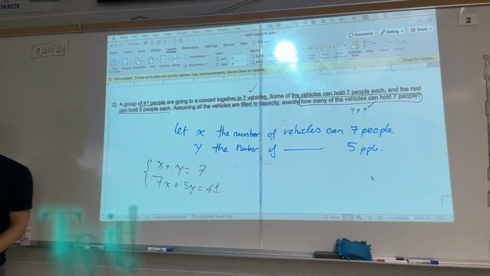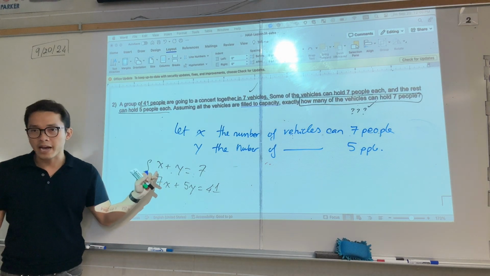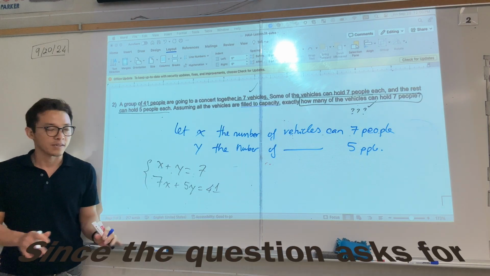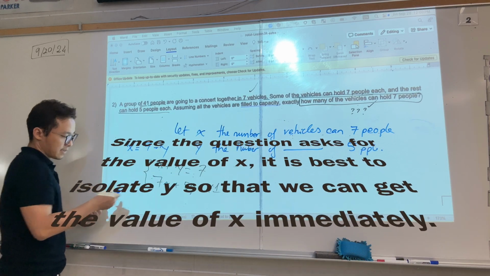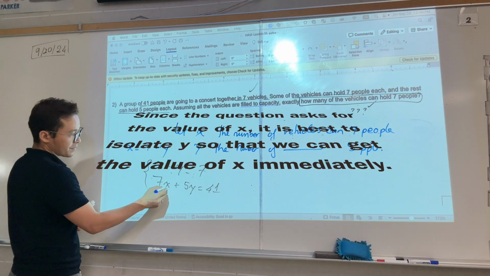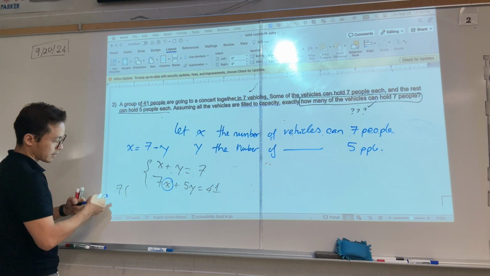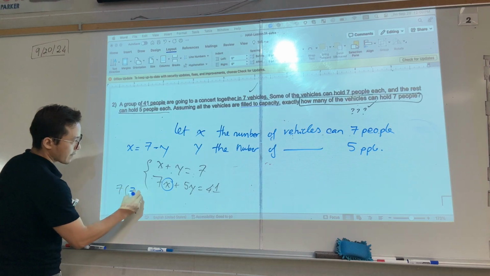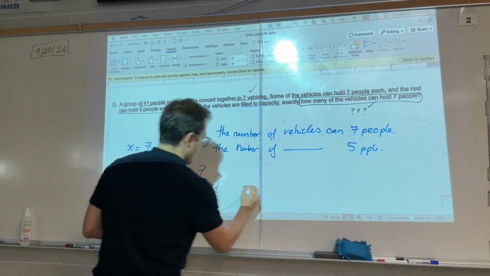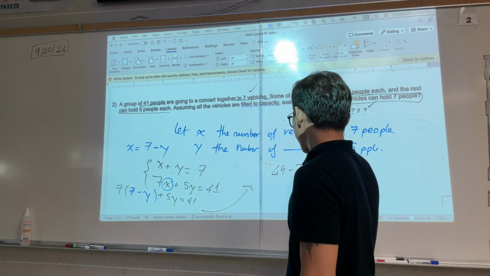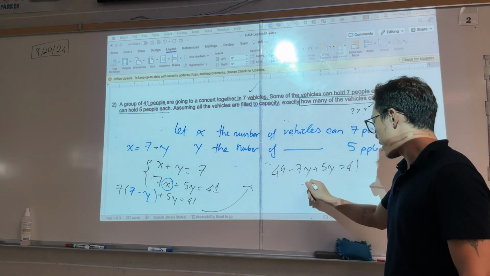Okay? Same thing. Solve for it. You can isolate the x or you can isolate the y. They're going to give you the same answer. I got that question, a very good question. So I'm going to get the x and then replace it here. 7 minus y plus 5y equals 41. Wait, I mean 7 minus y for x, so 7 times (7 minus y) plus 5y equals 41. So 49 minus 7y plus 5y equals 41. So this is going to be negative 2y.